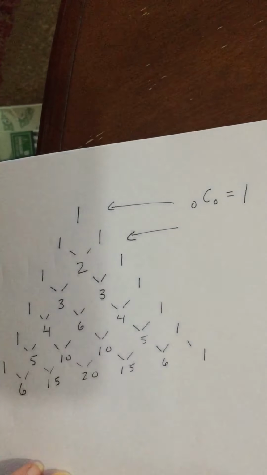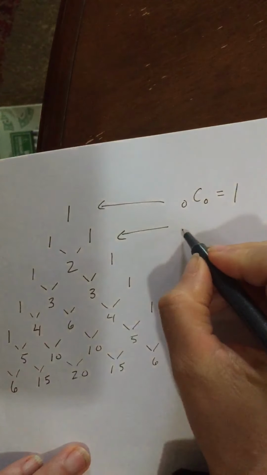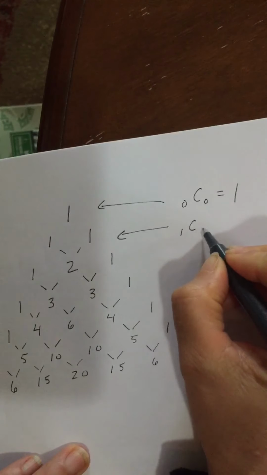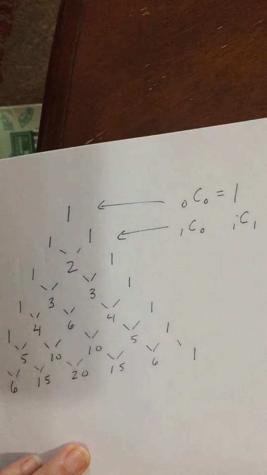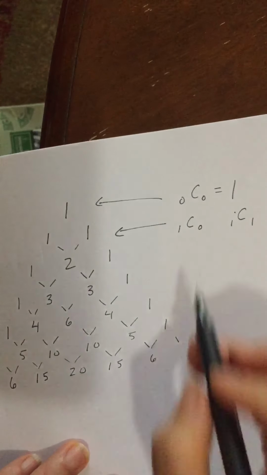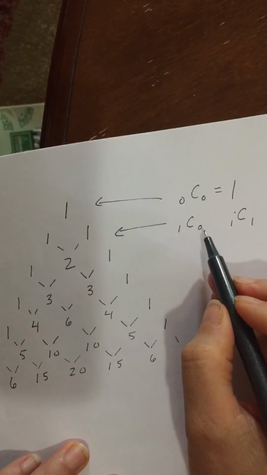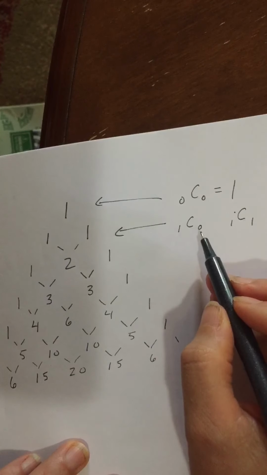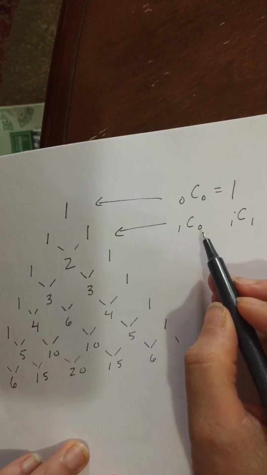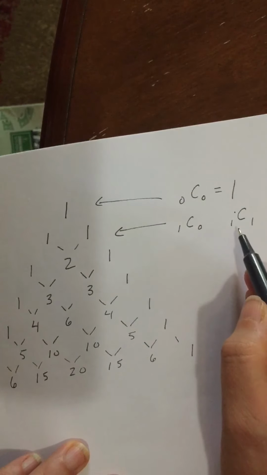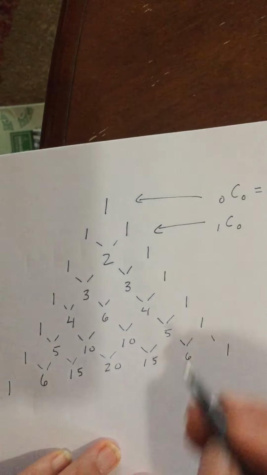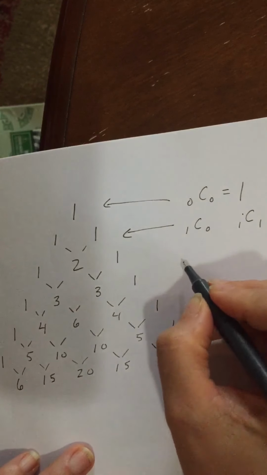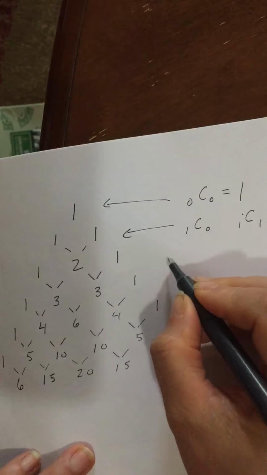Okay, the next row is going to be 1 choose 0, and 1 choose 1. So 1 choose 0, well, there's one way to do that. You have one thing, you don't choose any of them. There's one way to do it. And one thing, choosing the one thing out of it, of course there's one way to do that. So 1, 1. Okay, pretty straightforward.